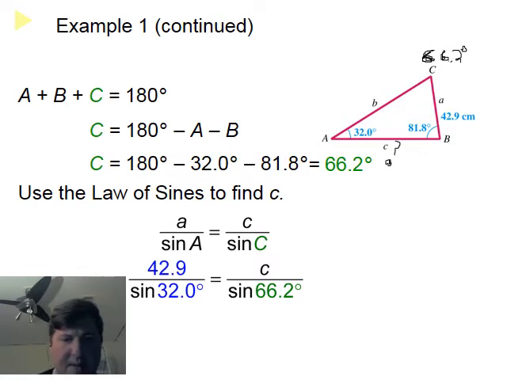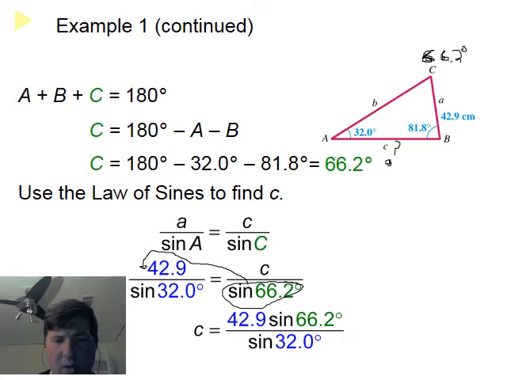Again, we multiply. I'm not going to write it all out this time. We're going to multiply by this sine of 66.2. And this is going to end up right there on top of the 42.9. Boom, and there it is. Okay, and then we calculate that, and that was our final side, the 74.1 centimeters.